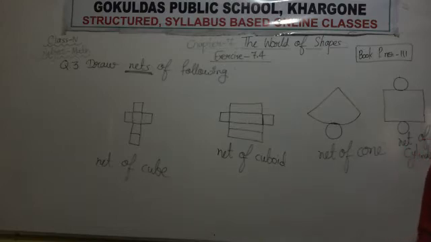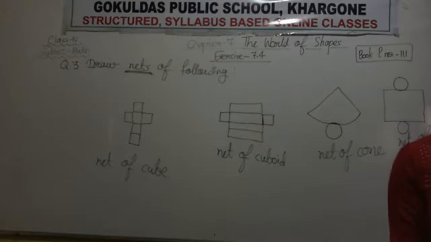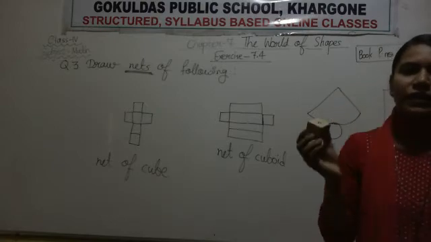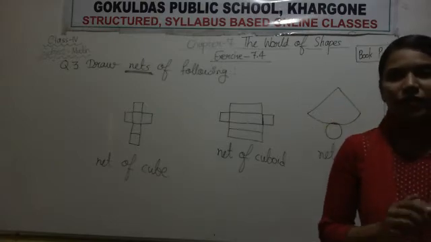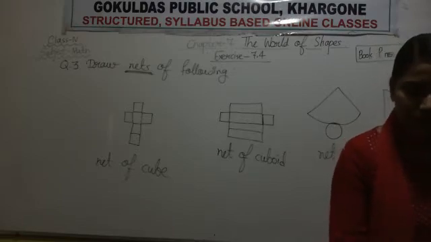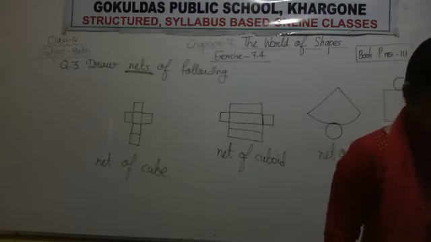So I hope you got what a net is. Once again I am repeating what a net is. When we cut a solid and open it, we get a 2D shape. We get a two-dimensional shape which is known as the net of that particular object.